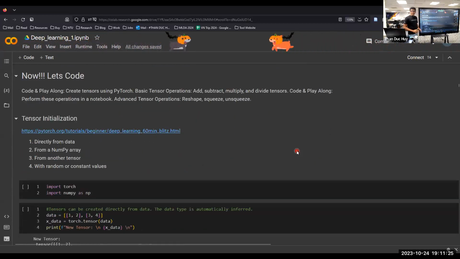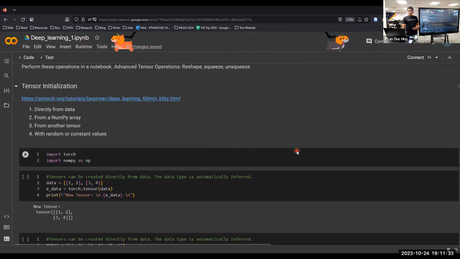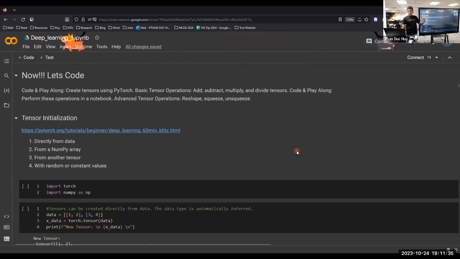Now let's look at how we code our tensors in PyTorch. First of all, you can initialize tensors in 4 different ways. One is directly from data, which we will be showing later. Another way is if you have a NumPy array, you can convert that into a tensor. You can also convert one tensor to another tensor and initialize those values, you just have to preserve the properties. And after that, you can also create tensors with random values or constant values.